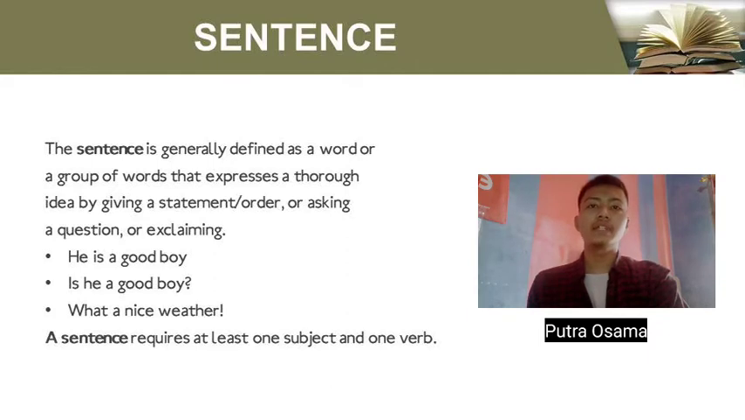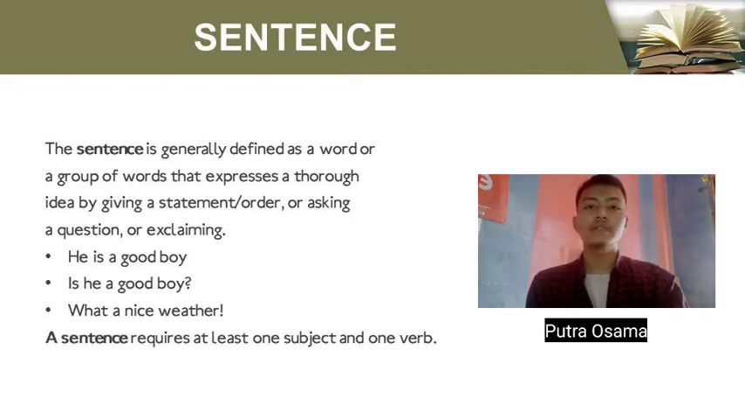Now I will give you 3 examples. Number 1, he is a good boy. This is a statement. Number 2, is he a good boy? This is a question. And number 3, what a nice weather. This is an exclamation. So, a sentence requires at least one subject and one verb. Sometimes, the subject of a sentence can be hidden, but the verb must be visible and present in the sentence. Verb is called the heart of the sentence. Okay, important for us to remember.